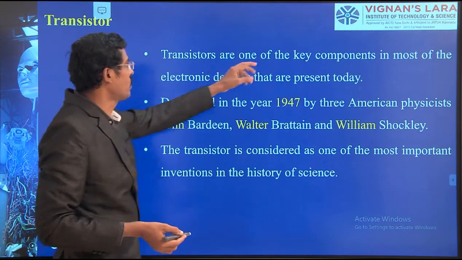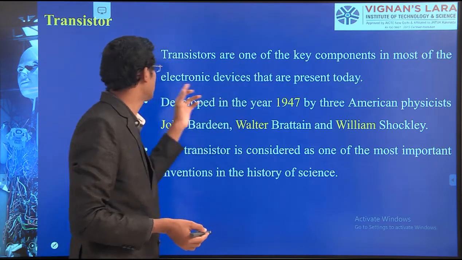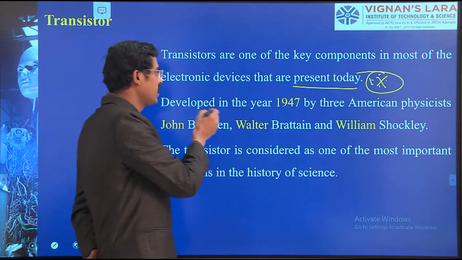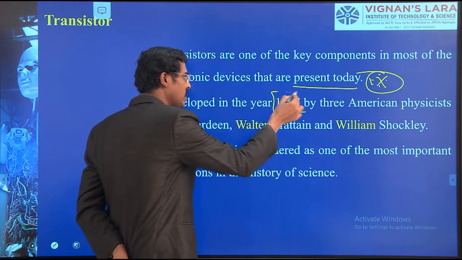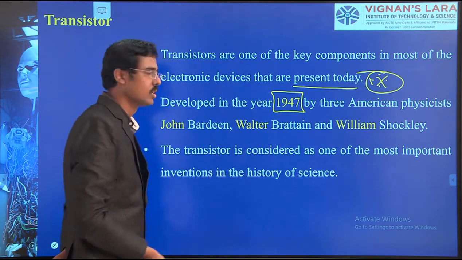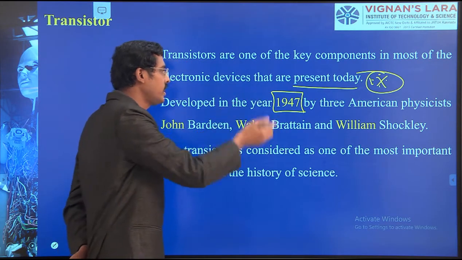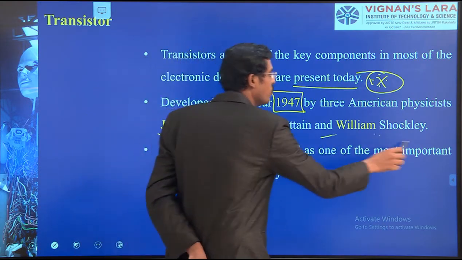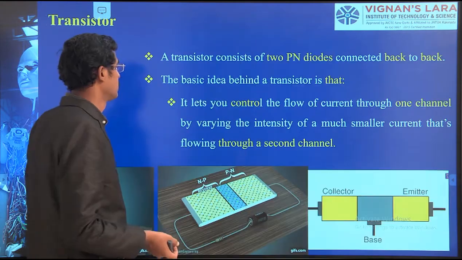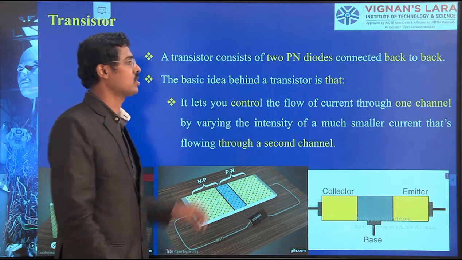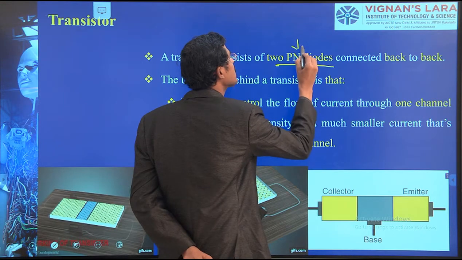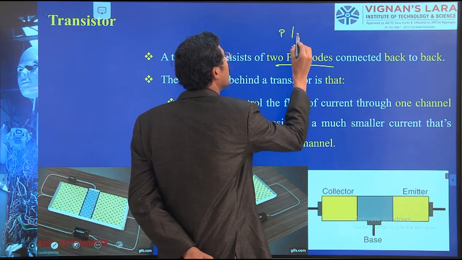A transistor is one of the key components in most of the electronic devices that are present today. It was developed in the 1940s, in the year 1947, by three American physicists: John, Walter and William. See, a transistor consists of PN diodes. We have seen this separately as P and N.